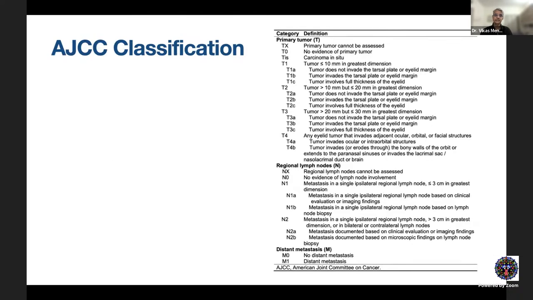So we have this AJCC classification, 8th edition now, which can help you to stage your patient into various categories, depending upon the extent of the primary tumor, any involvement of the regional lymph nodes or distant metastasis. One can go through all these staging parameters in detail, and it is useful for managing the patients on a follow-up basis. Also, if you are writing a thesis or a paper on eyelid malignancies, then it becomes imperative to include AJCC classification, and that will give really some weight to your publication.